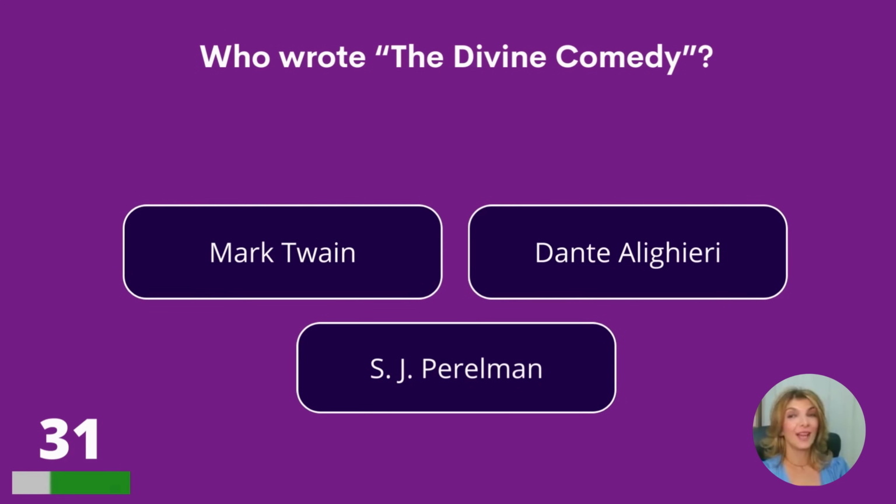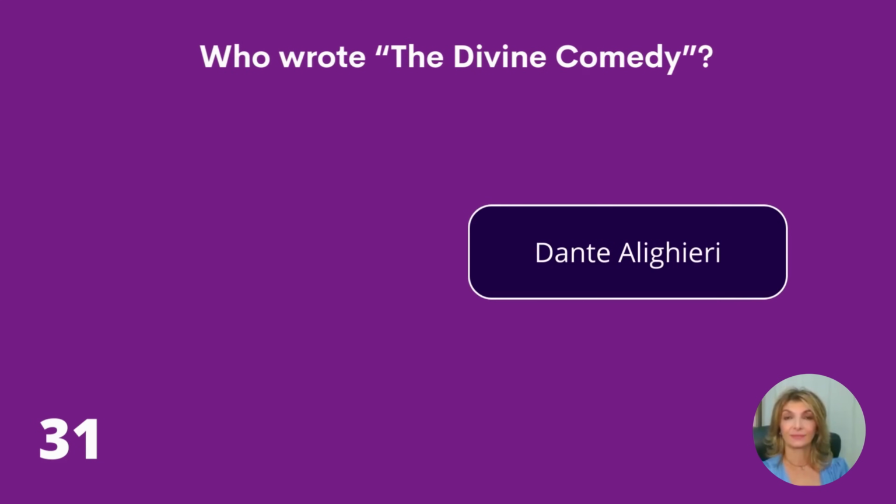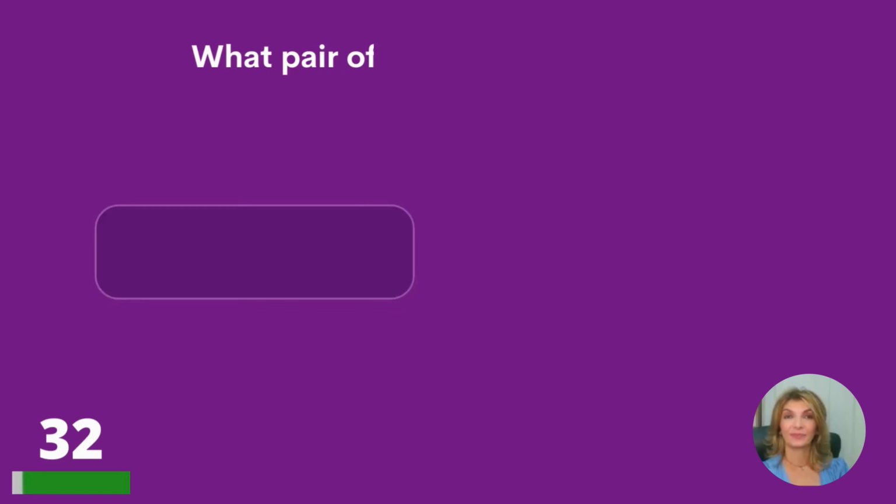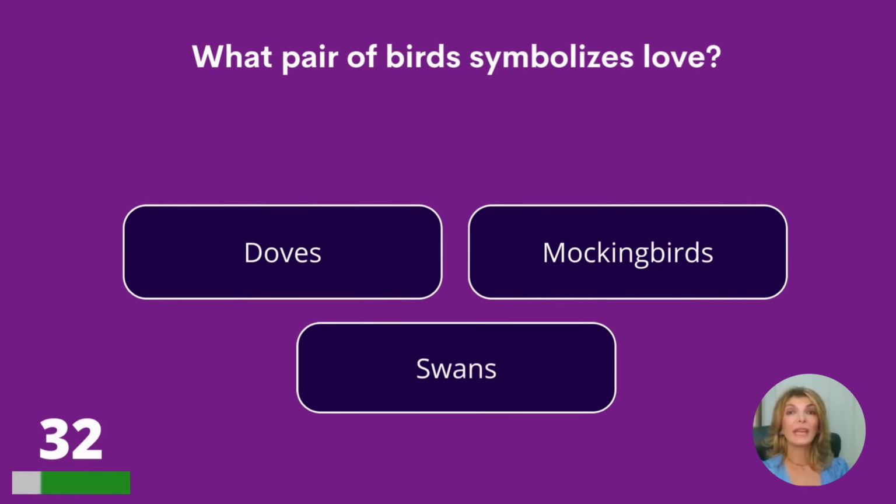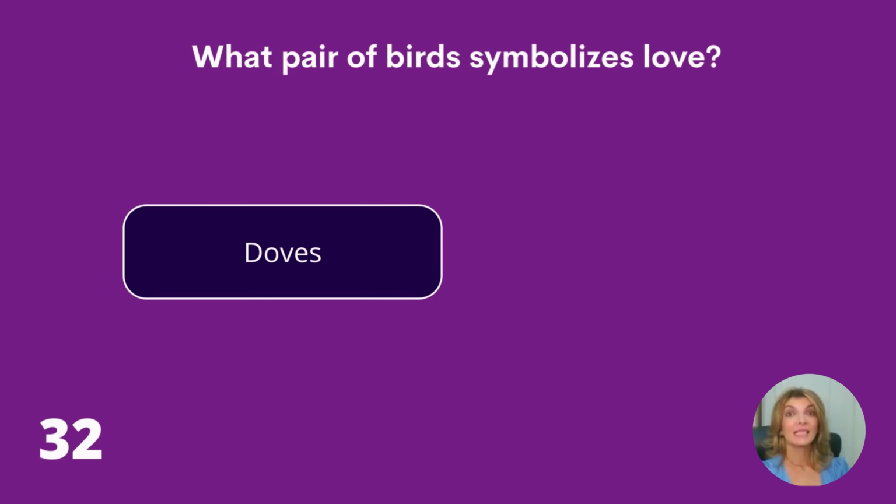Who wrote the Divine Comedy? Mark Twain, Dante Alighieri, or S.J. Perelman? Dante Alighieri. What pair of birds symbolizes love? Doves, mockingbirds, or swans? Doves.